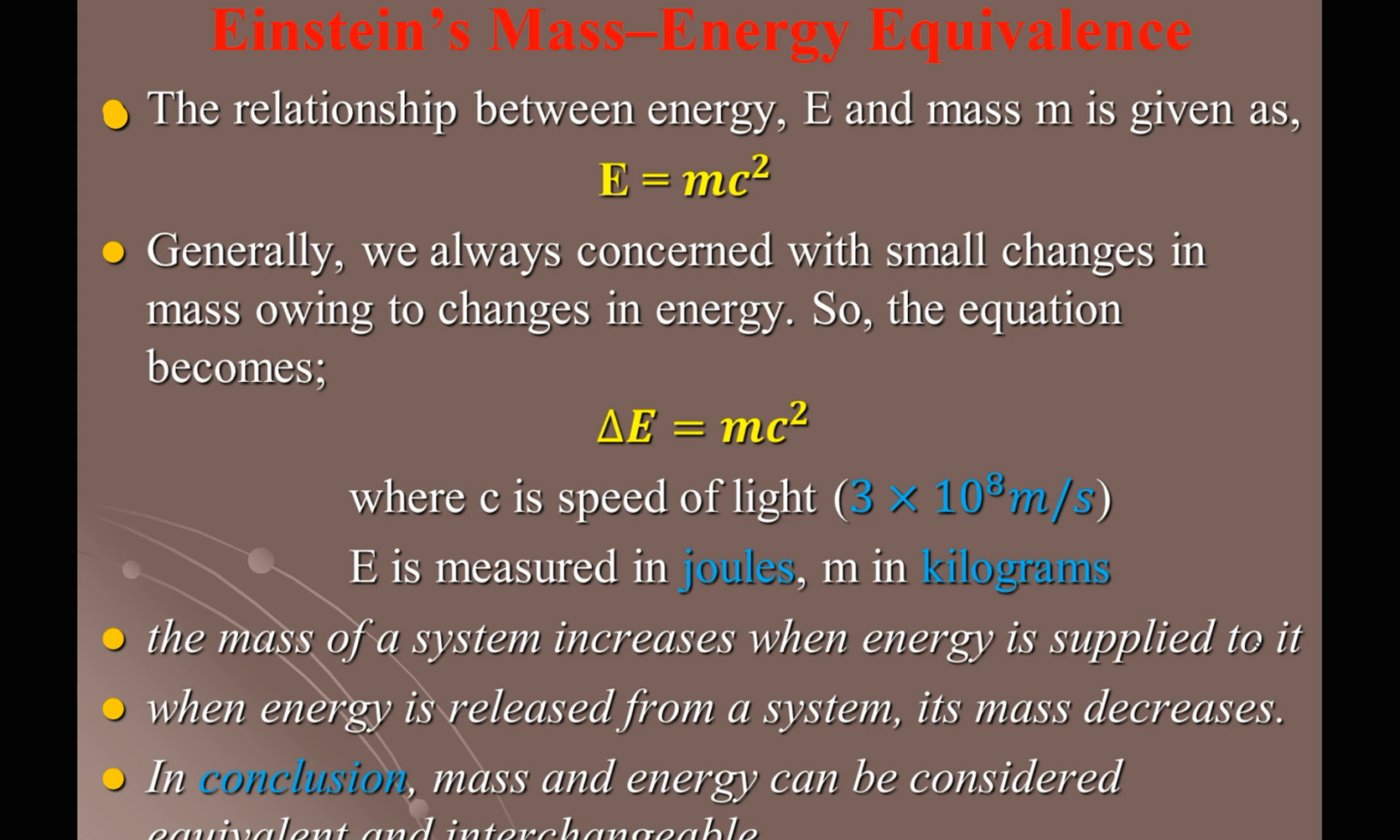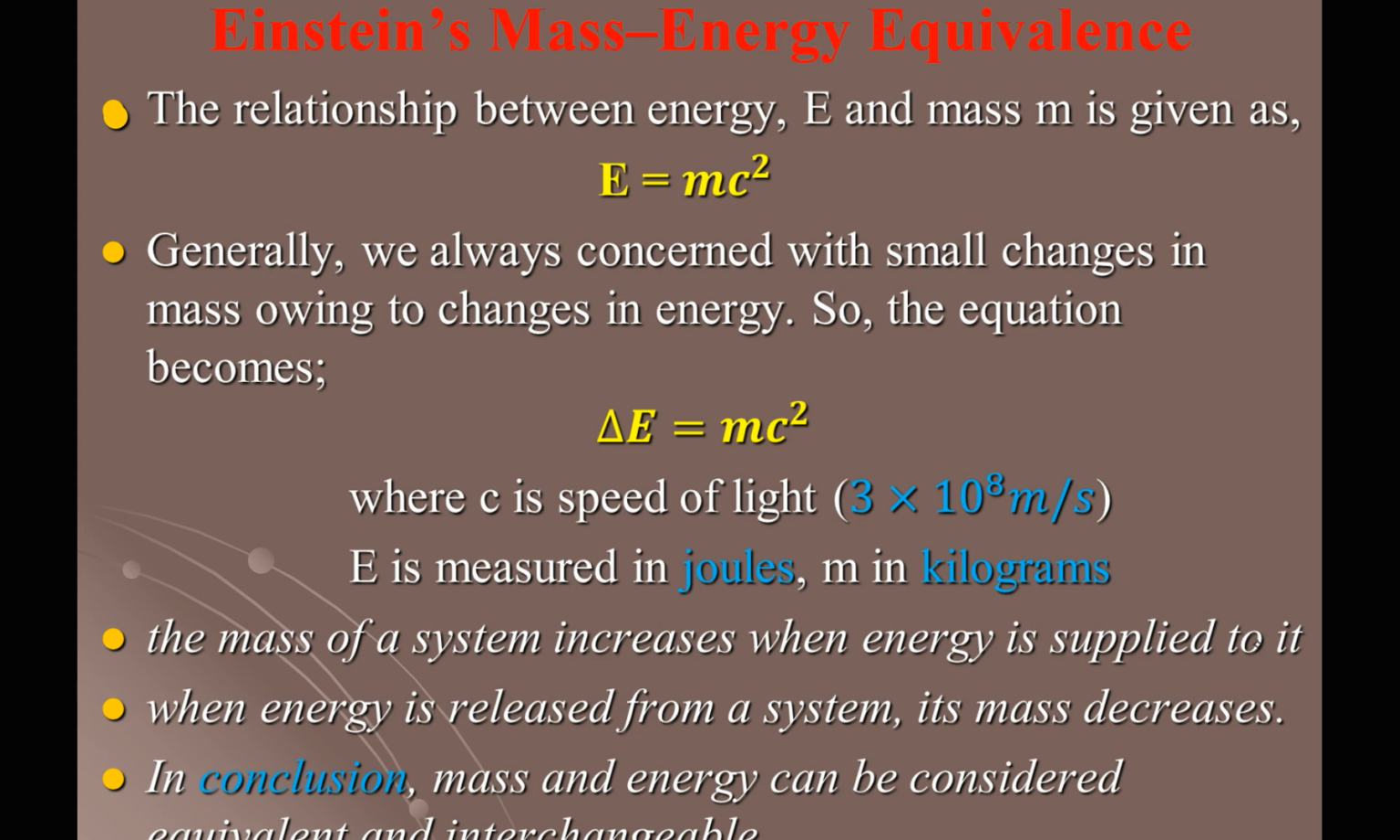Einstein proposed that there is an equivalence between mass and energy. The relationship between energy and mass is given by E equals mc squared, where, of course, c is the speed of light. E is the energy, and m is actually going to be the mass defect.